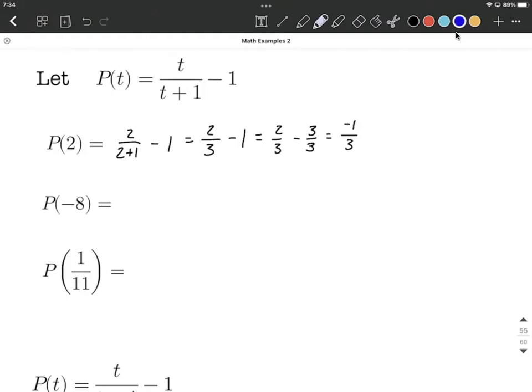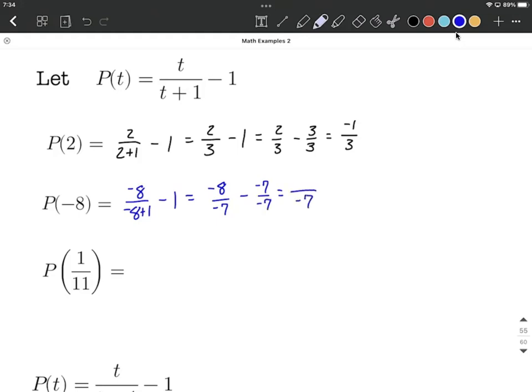Next, let's do the same thing, but now with a -8. So first, replace each of the t's with -8s. Next, go ahead and simplify our denominator. So we have -8 plus 1 makes -7. And I'm going to go ahead and strategically rewrite that 1 as -7 over -7, so it has that common denominator.